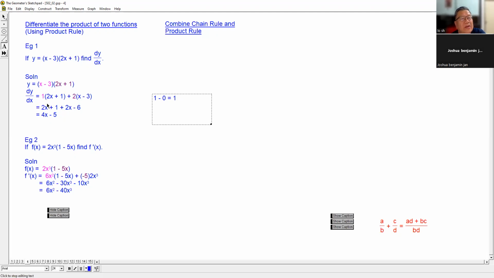Then this thing, you just copy at the back. Next one. Differentiate 2x, it becomes 2. Then plus differentiate 1, it becomes 0. So the answer is 2. That's why you get the 2 here. Okay.